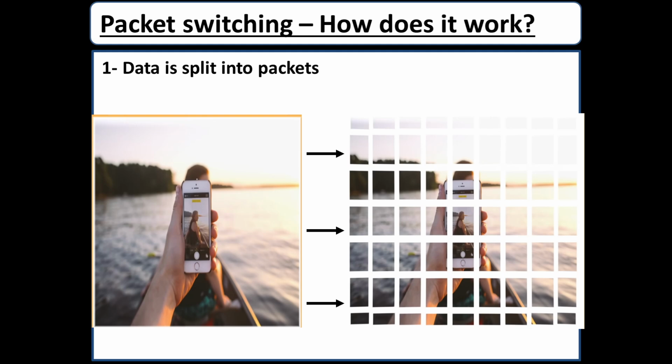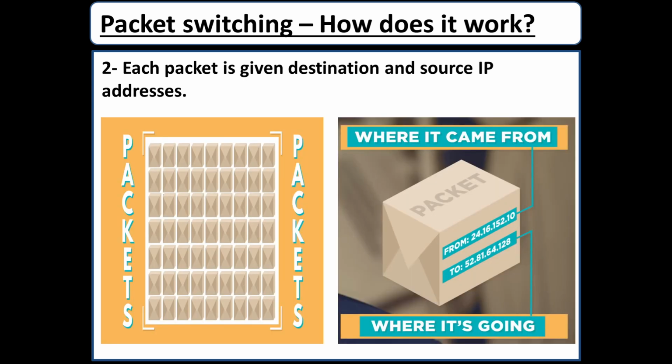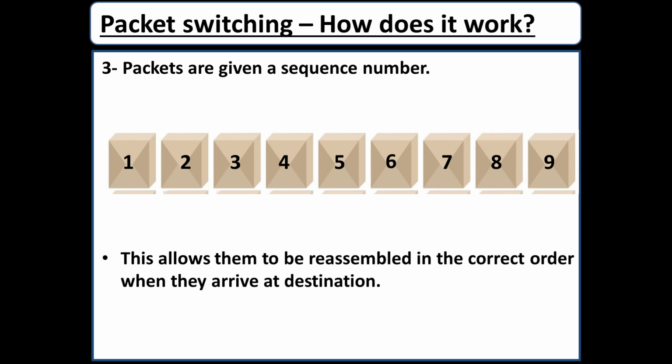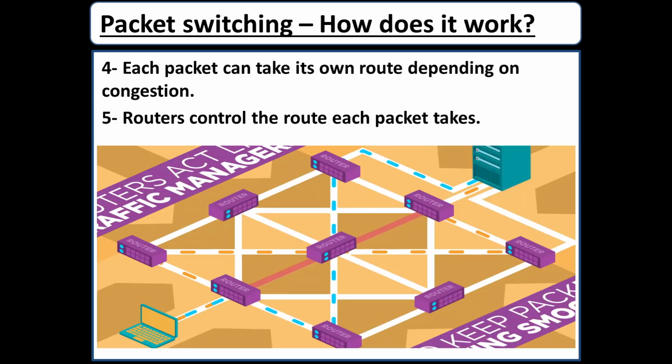Now, how does packet switching actually work? Stage 1 is that the data is split into small packets, as you can see in the image here. After it's broken down into small packets, each packet is given a destination and source IP address, which is part of the header, and is also given a sequence number, which is also part of the header. This sequence number will allow them to be reassembled in the correct order once they arrive at the destination.